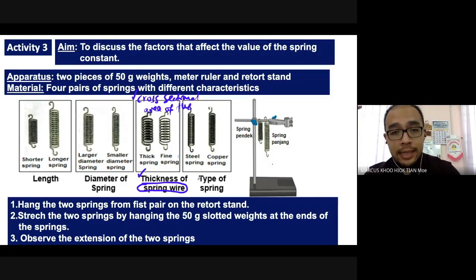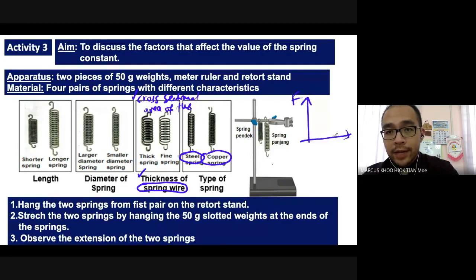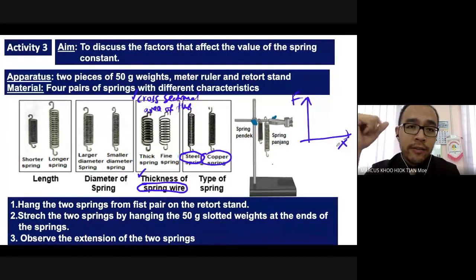Okay, and then lastly is the type of spring. Ada banyak jenis spring di dunia ini. Sometimes you have steel spring, sometimes you have copper spring. So we want to see, and actually this is an experiment lah, but we have no time to do the experiment today. We want to see how does the length of the spring affect the value of the spring constant. Now, if you remember from your graph, if we draw the graph of F against X, how do I find the value of the spring constant?